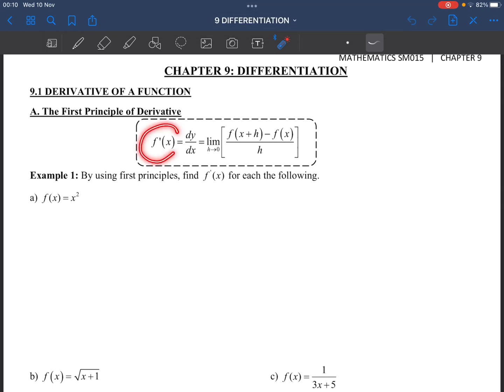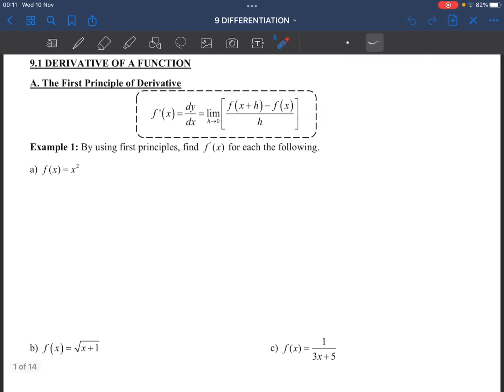We have f prime x, obviously, because we want to differentiate. Kat sini ialah f prime x, which is the same thing as dy over dx. So first principle is the same thing as limit. Okay, kamu dah belajar limit in chapter 8. So we have limit, this is the formula: f(x plus h) minus f(x) over h, when h approaches 0. So you have to memorize this formula. Let's just proceed into example 1.